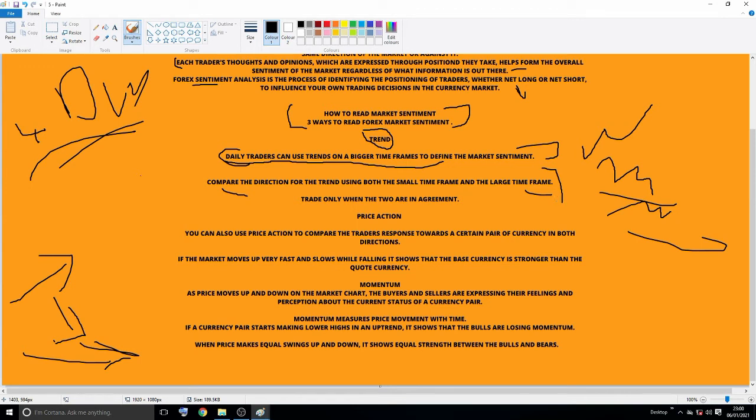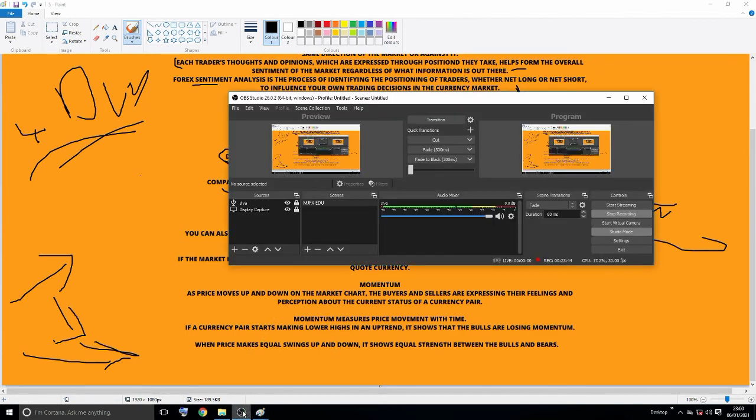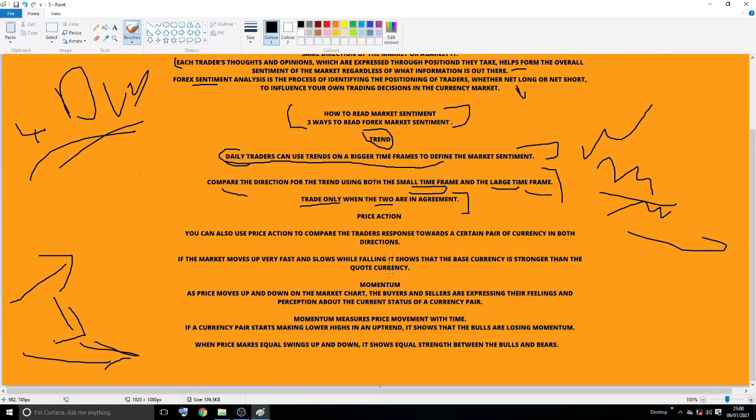So you need to compare the trend. Do they match? Compare the trend line on a smaller time frame with the larger time frame. Trade only when the two are in agreement. Only trade when both trends are going the same direction. Don't trade if the bigger time frame is saying buy and the smaller time frame is saying sell. Don't trade, because you need to try to move with the market and make sure that the trend is in one direction.